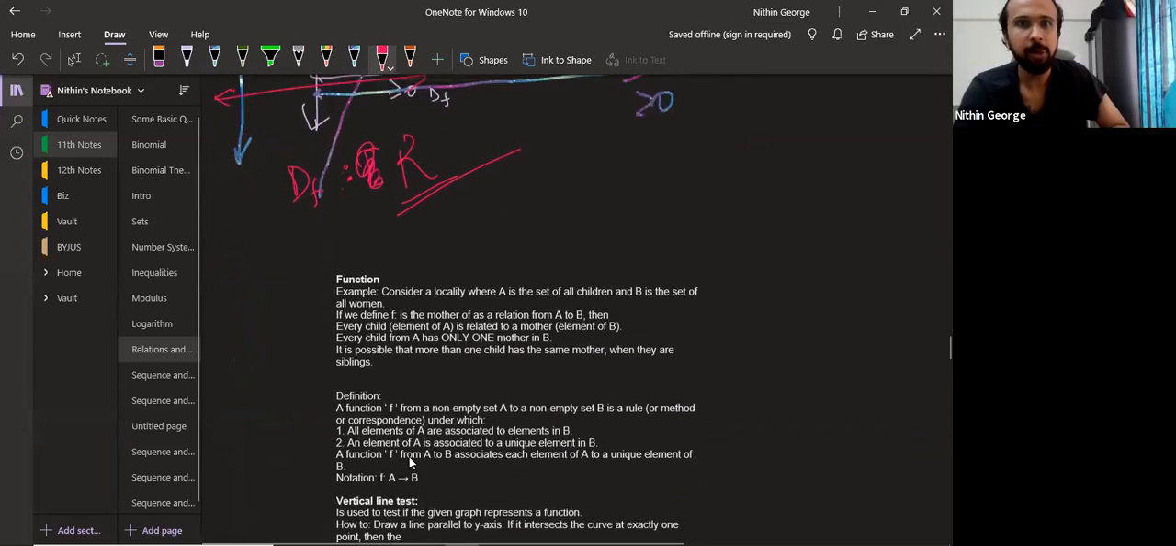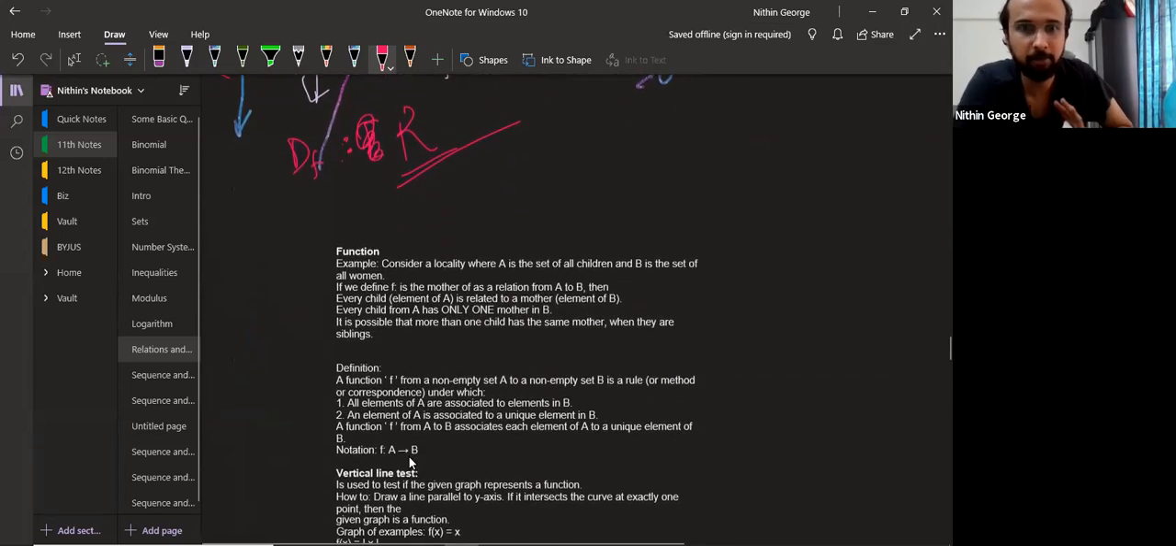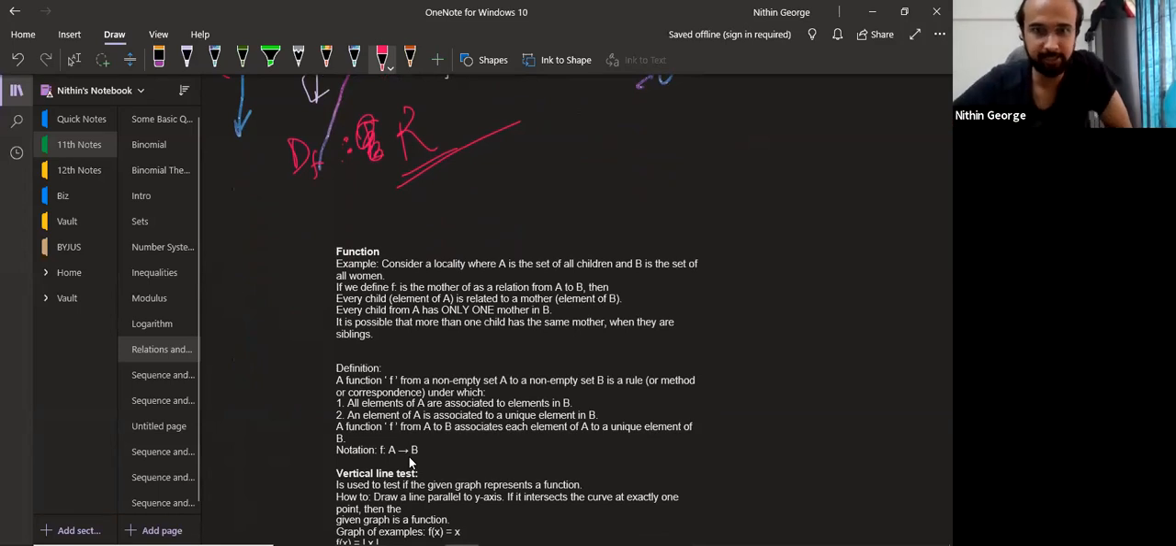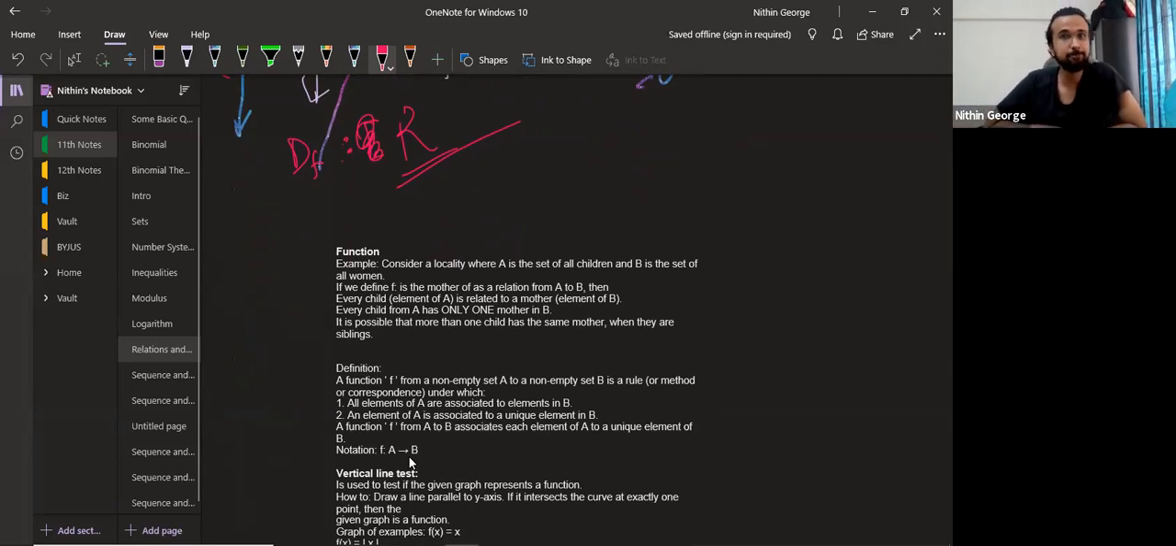Now, what is a function? A function is defined such that, so I just taught you how to find domain and range of function. And what is a function? It is a special case of a relation. Okay. A function is a special case of a relation. So we already learned what a relation is.